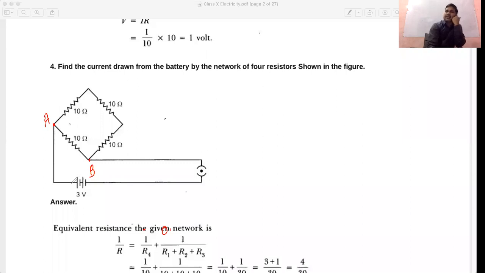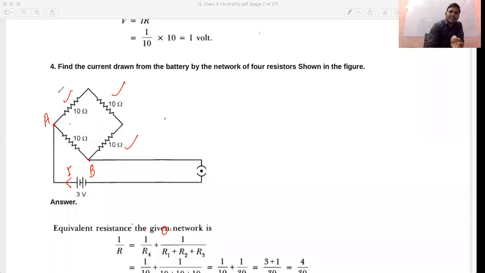How much current will be drawn from the battery? You are willing to calculate I. For this, you need to know the value of resistance. So how can you get the value of resistance? You can see these 10 ohm, this 10 ohm, this 10 ohm are connected in series because there is no branching. If there is no branching, they can be added in series simply.